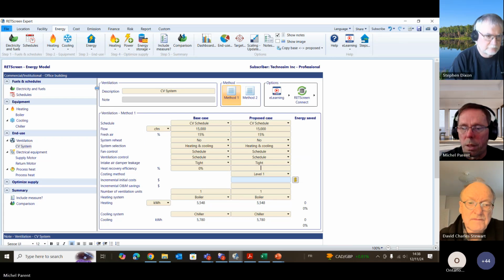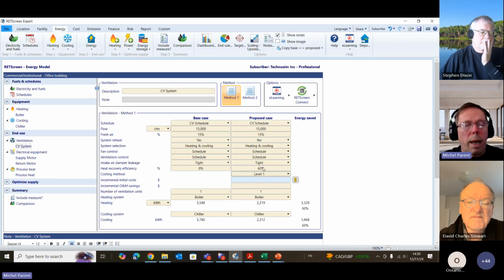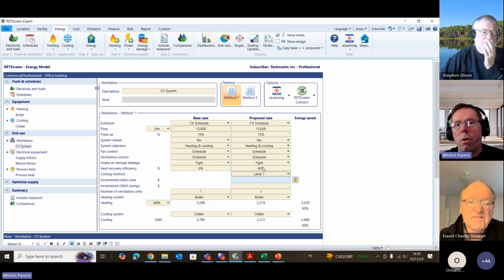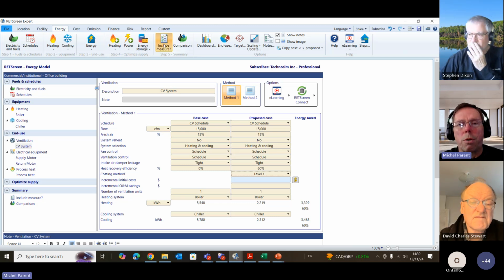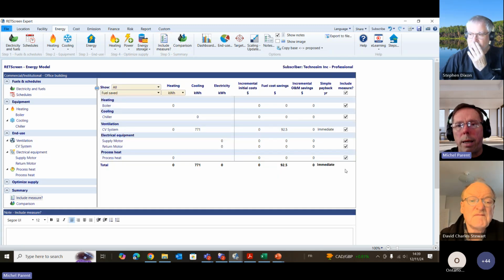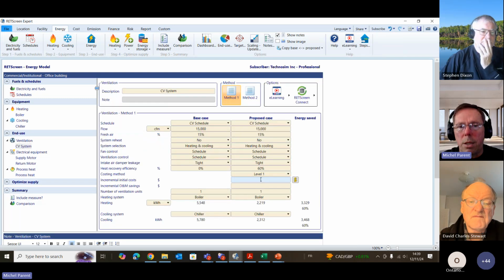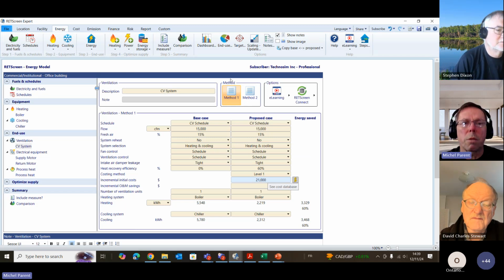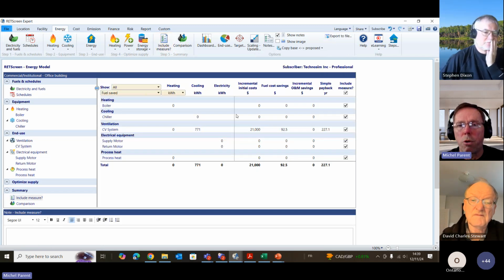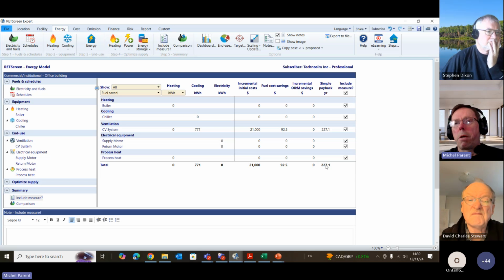Sorry, 60%. And before I even change my motor, I'm going to go into my include measure. And I don't have a cost, obviously. That would help. So it's $21,000. So it's a bigger system, a little more expensive. Now I can go in my include measure, and my simple payback is 227 years.